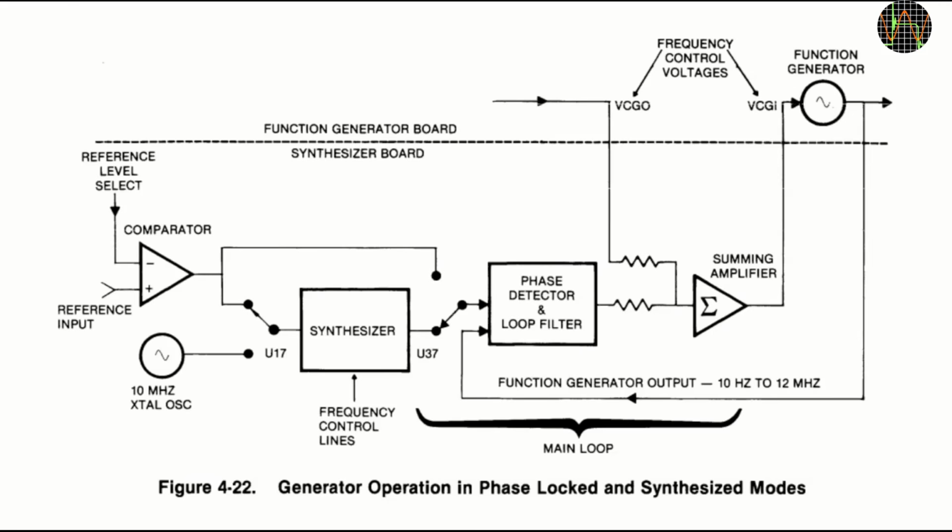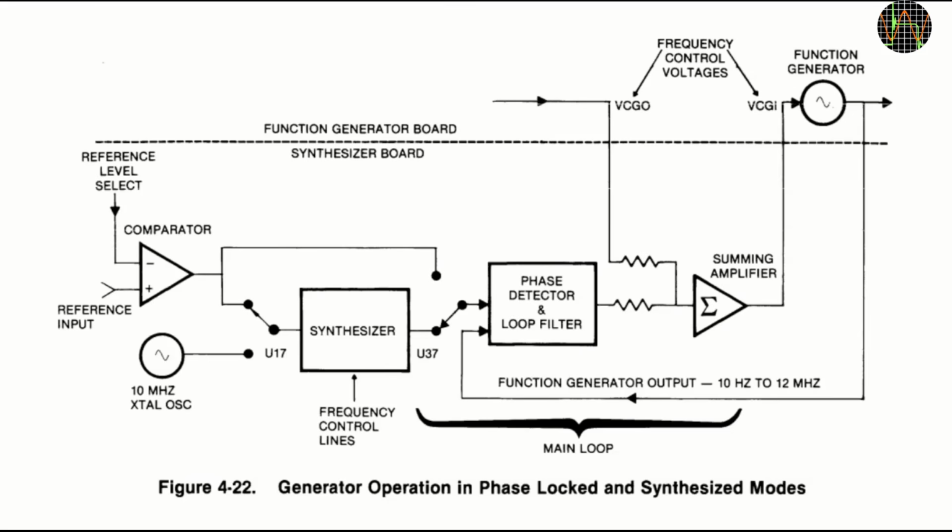Here is a very simplified diagram of the PLL, or phase locked loop. Basically, the PLL compares the frequency generated by the function generator with the one from the synthesizer. This generates a control voltage that adjusts the function generator's voltage-controlled oscillator so the frequencies match. This correction is done continuously in a loop. As a result, the frequency produced by the function generator becomes as accurate as the reference input to the synthesizer, which is normally a 10 MHz crystal, but you can also use an external input.